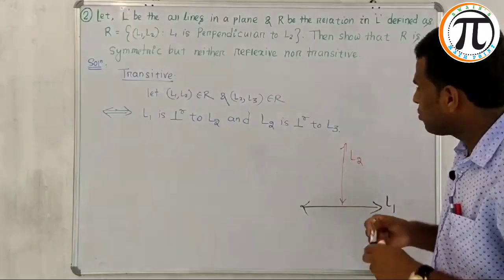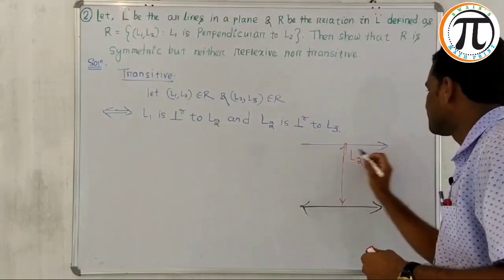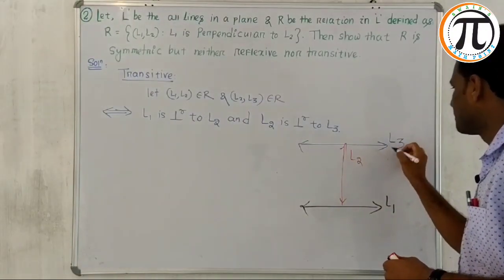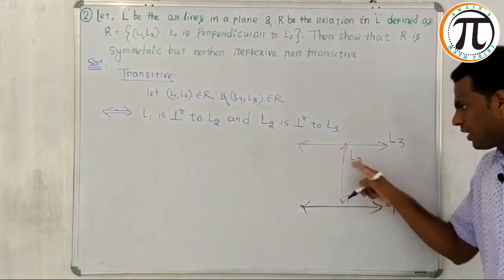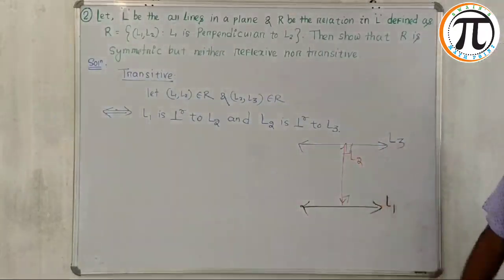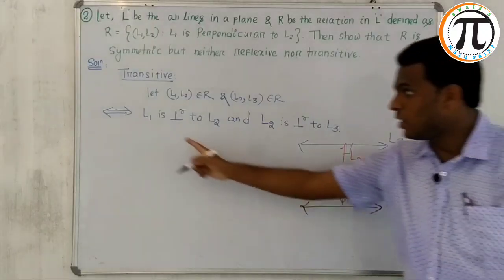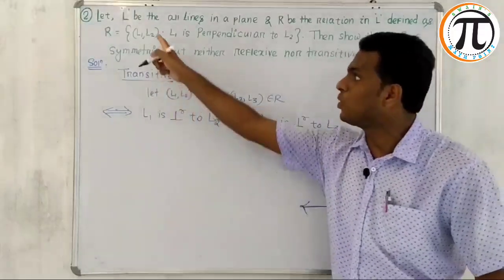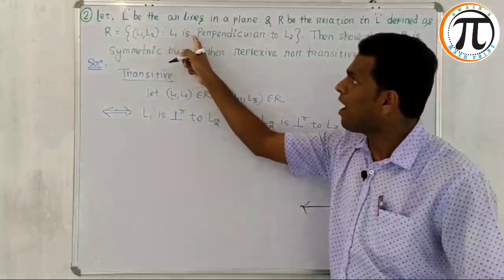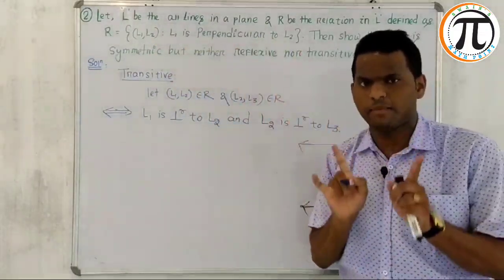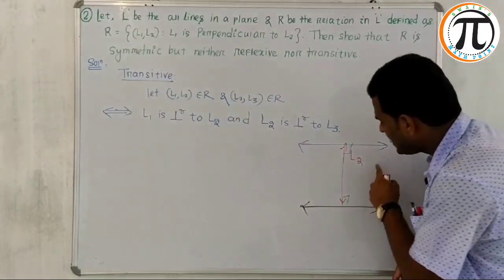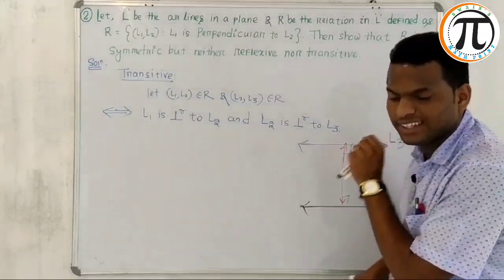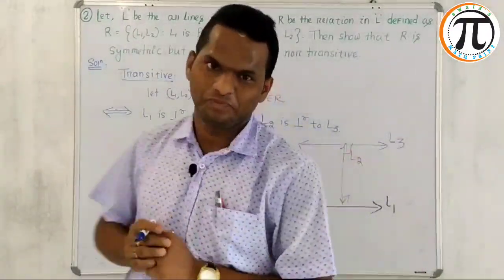L1 is perpendicular to L2. L2 is perpendicular to L3. Look, this blue is L3. Look carefully. L1 is perpendicular to L2, L2 is perpendicular to L3. Now you have to prove that (L1, L3) belongs to R. (L1, L3) means what? L1 is perpendicular to L3. That's the meaning. Now by looking you can tell L1 is parallel to L3. It's not perpendicular. Clear or not?